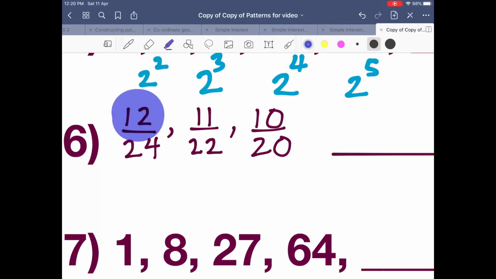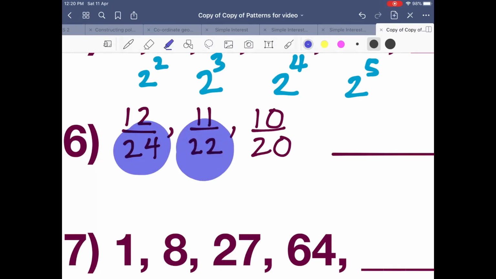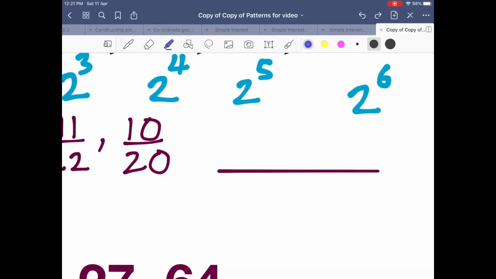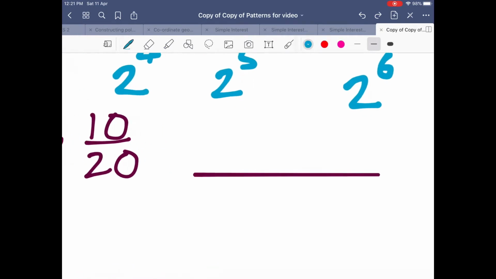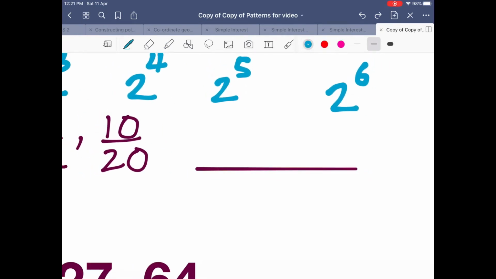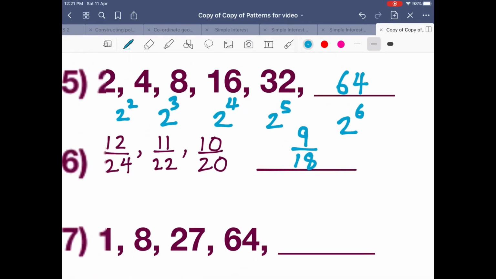So here we have 12, then we have 11, so that's 12 minus 1. Then we have 10, which is 11 minus 1. So we are decreasing the numerator by 1. For the denominator, it's decreasing by 2. So 24, 22, and 20. So one whole number less than 10 will give me 9. And 2 less than 20 will give me 18.